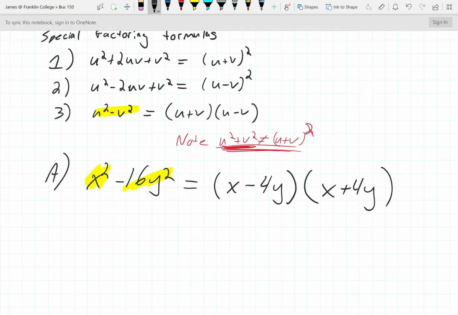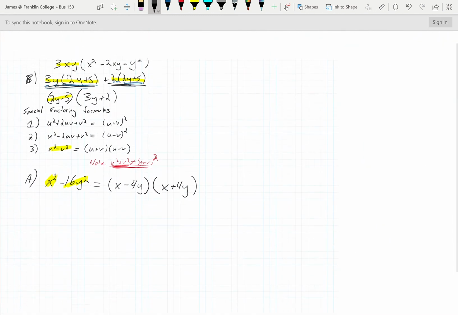And that summarizes our nice little lesson talking about factoring.